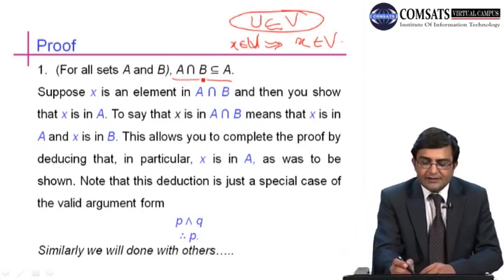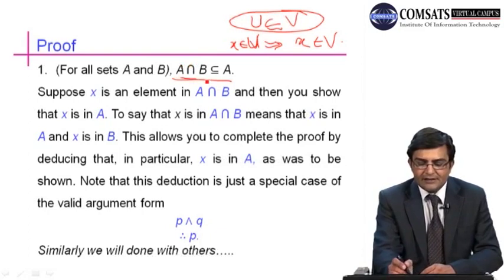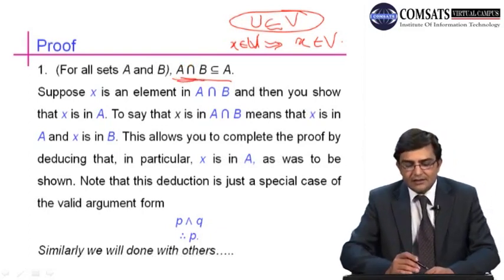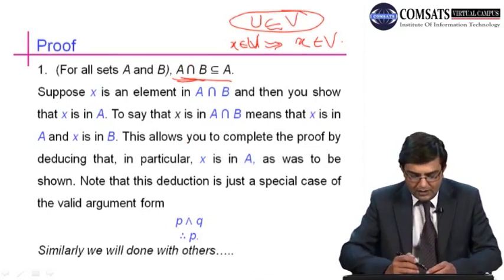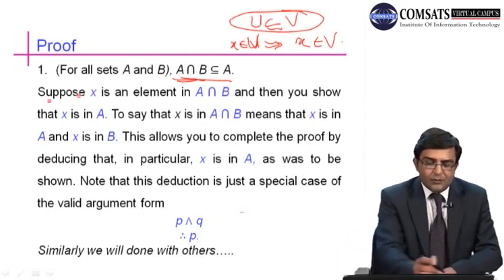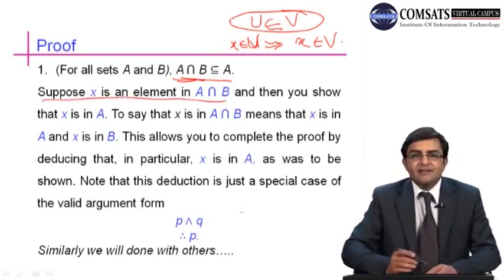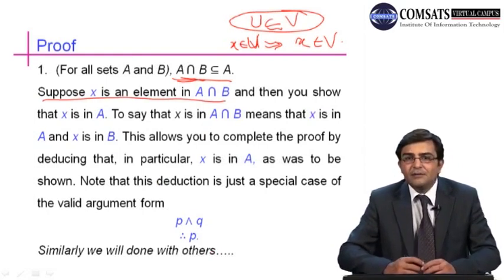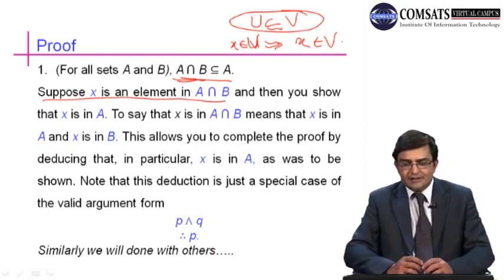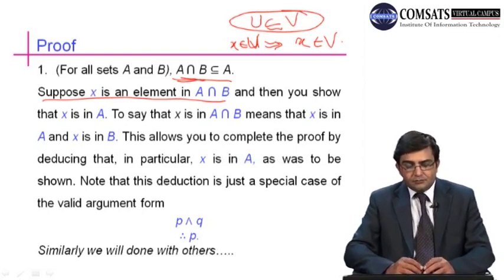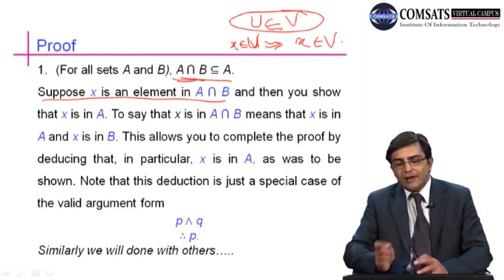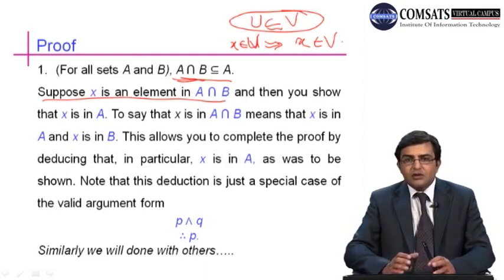So to prove A intersection B is a subset of A, we choose an arbitrary element of A intersection B, and we prove that that element belongs to A also. We suppose here x is an element of A intersection B. x is an arbitrary element. x can be any element of A intersection B. Now if we can prove that x belongs also to A, then we are done.